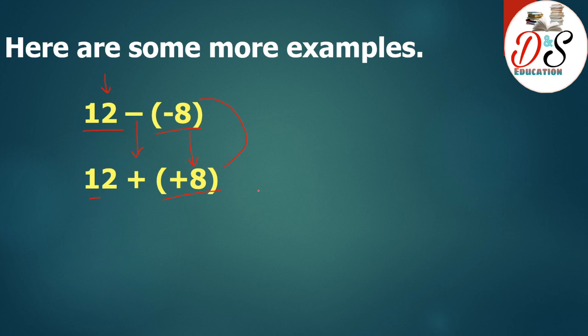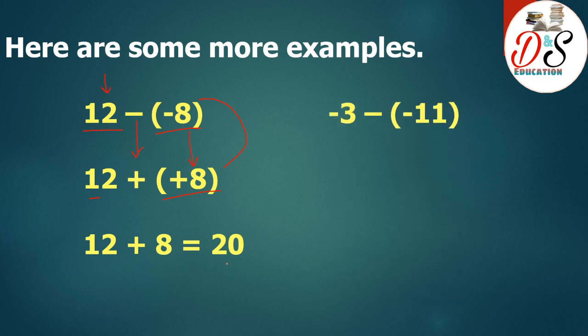What we have to do? We have to do addition. So 12 plus 8 is 20. Let me show you the next example. Okay, what you have to do? You have to find the additive inverse of minus 11. That is plus 11, and change this negative sign to the positive.